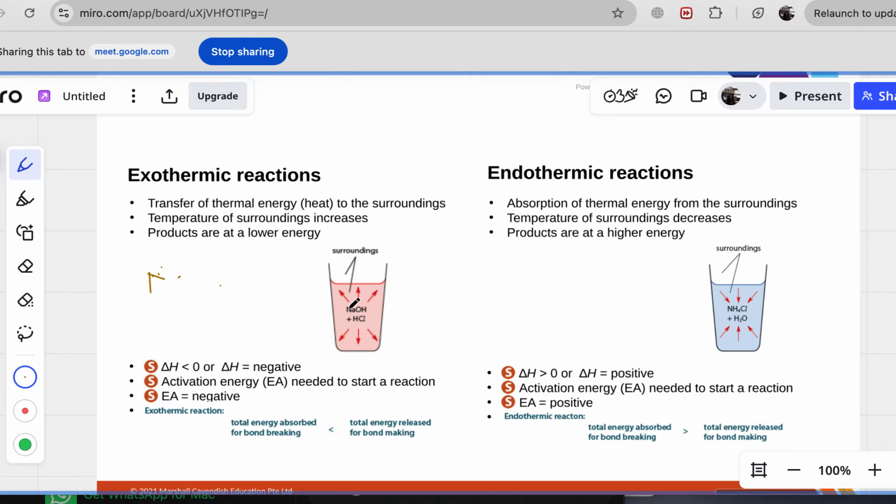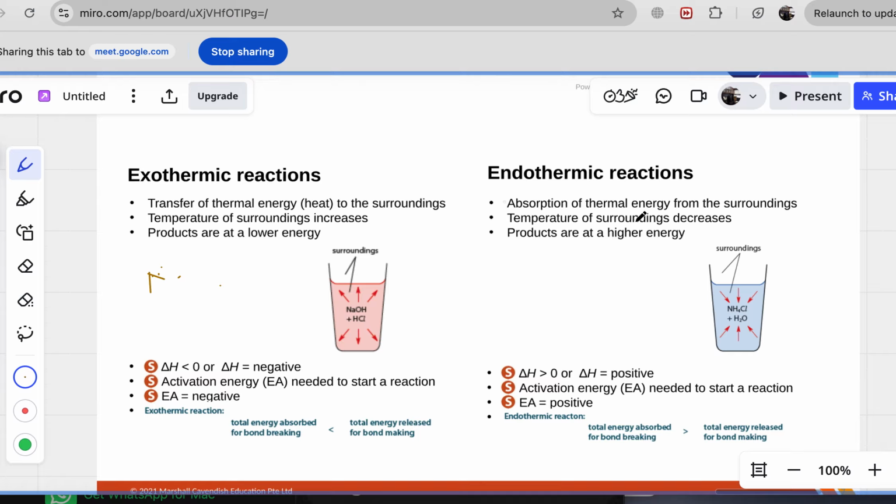The Na here will take on the Cl here to form sodium chloride, and the hydrogen here will take on OH here to form water. So you break the bond first before you can form a new bond. In an exothermic reaction, we're saying the energy absorbed in breaking the bonds of the reactants is smaller than the total energy released for making new bonds, which is the energy released in making sodium chloride and water.